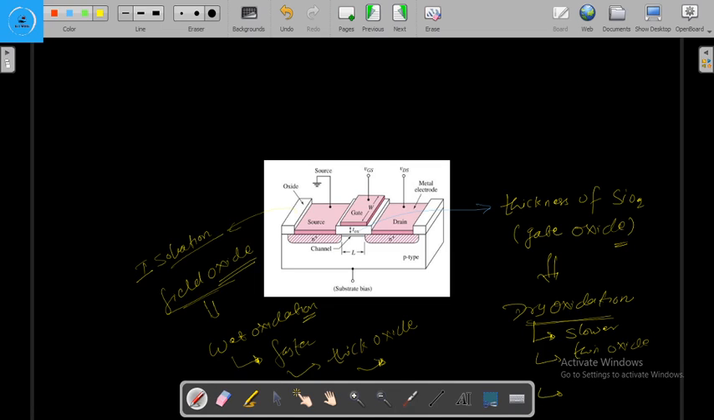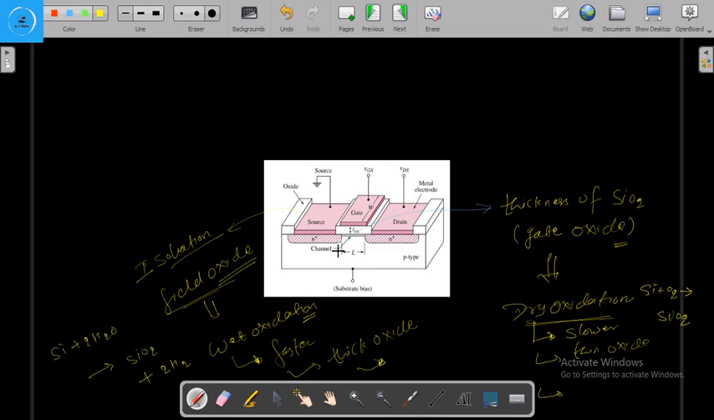In the dry oxidation we use the chemical equation Si plus O2 gives SiO2, silicon dioxide. Here for the wet oxidation, we use Si and 2H2O, and we get SiO2 plus 2H2, right?